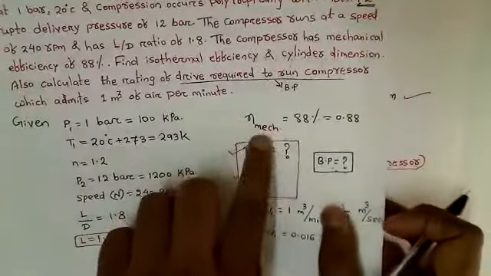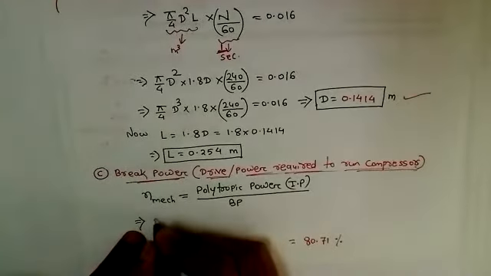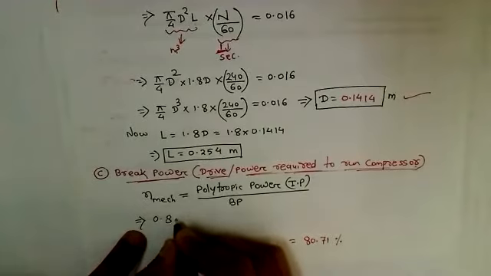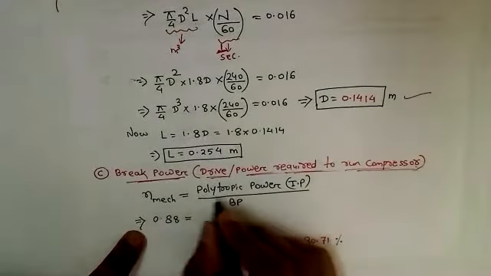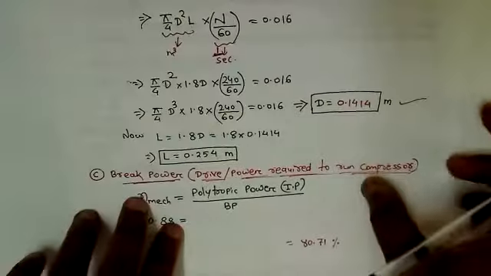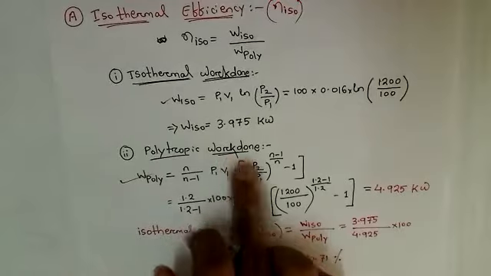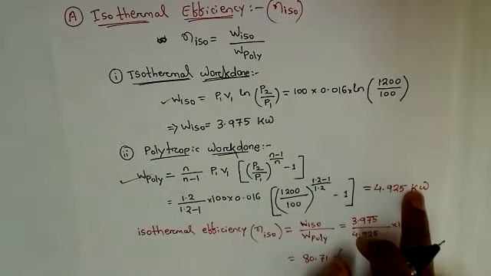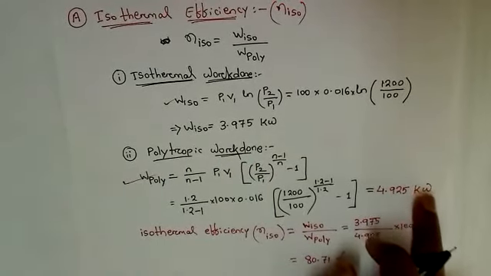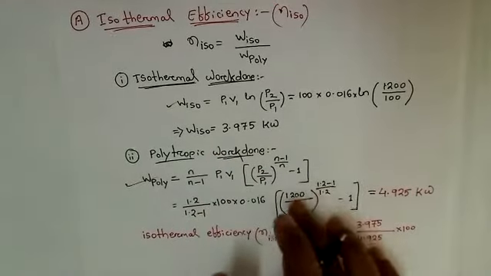Mechanical efficiency is 88% or 0.88. So mechanical efficiency we will write 0.88 is equal to, what is the polytropic power? So polytropic power, how much we got? Polytropic power is same as polytropic work done only, because this polytropic work done we are getting in terms of kilowatt, and kilowatt is nothing but the unit of power. So this work done and power both are same here for the time being.